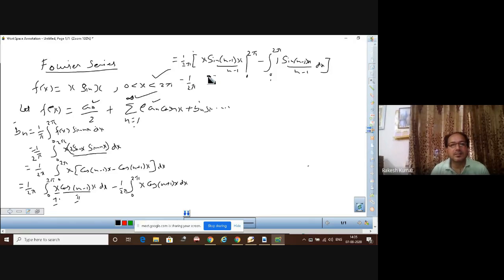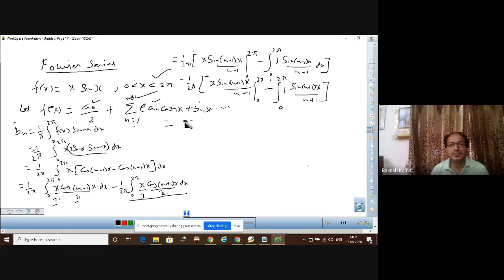The next term is 1 upon 2 pi x. You will integrate this integral also by taking x as first function and cos (n plus 1) as a second function. So x as it is, integral of cos is sine (n plus 1)x dx over n plus 1, limits 0 to 2 pi, minus the derivative of x is 1 and integration of cos comes out to be sine (n plus 1)x dx over n plus 1 within the limits of 0 to 2 pi.